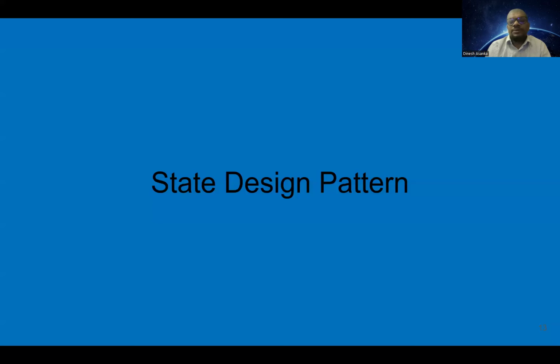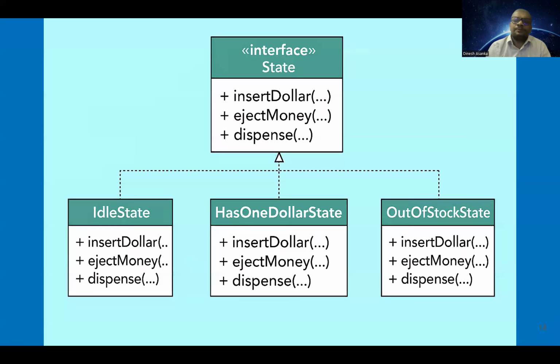Now, how can we use the state design pattern? This is why I said at the very beginning, this is a little strange design pattern. Typically we create classes for tangible objects, for example bank account, person, vehicle, animal, and so on. Here we create classes for states.